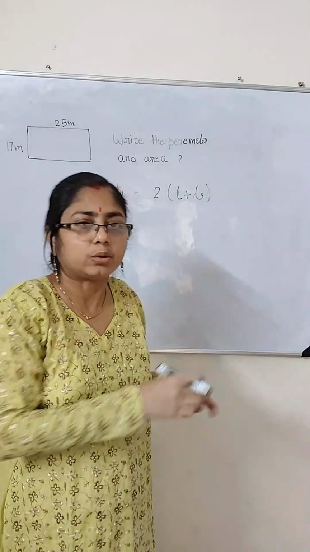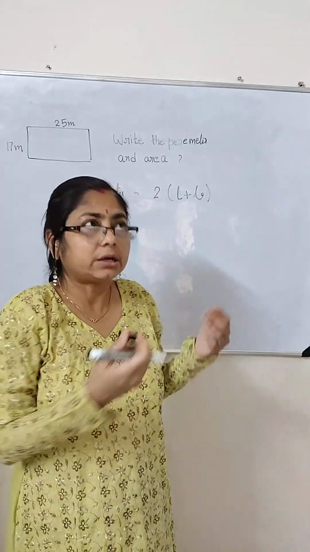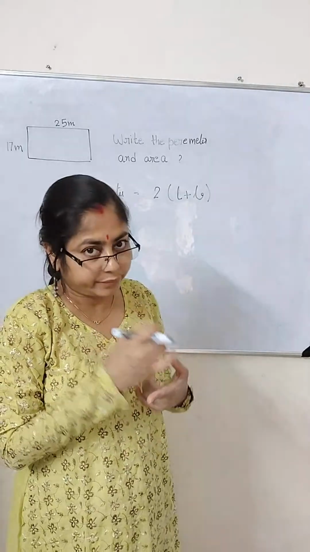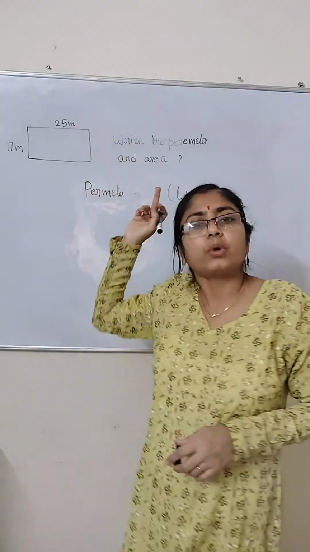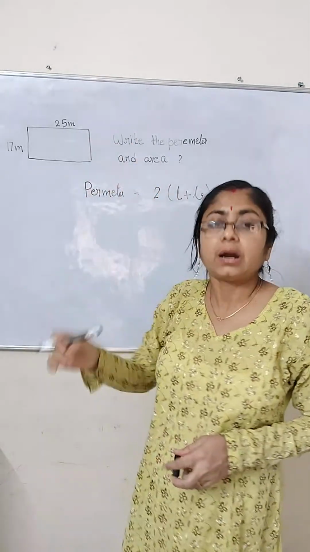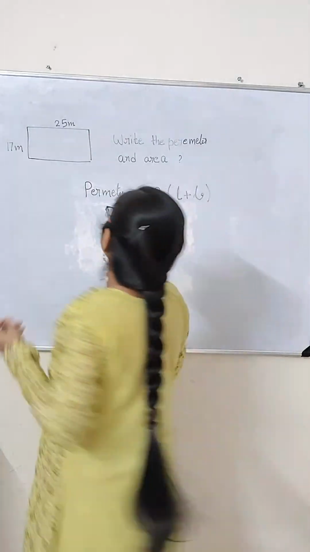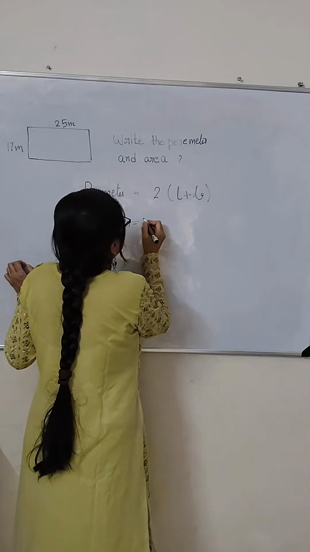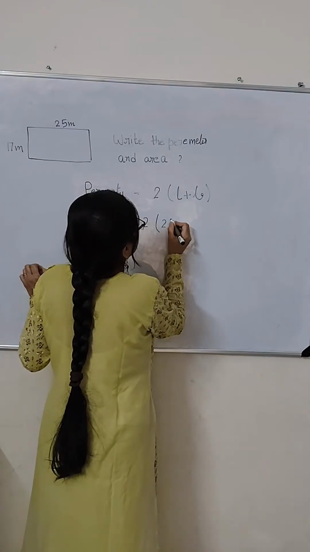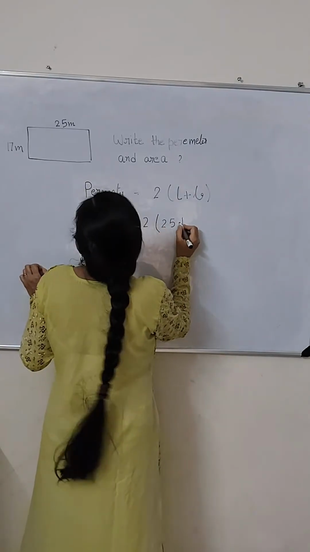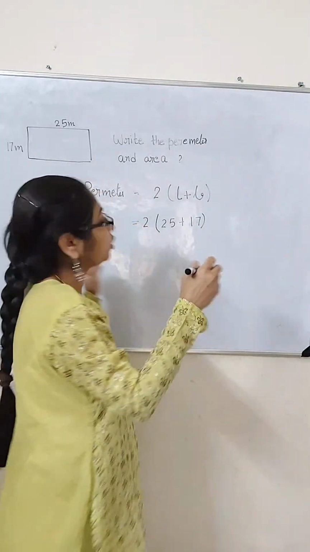Now you put the values. These values are variable, because in a different shape, in a different triangle, the values must change. So you focus on what the values are. It is 25 meters and 17 meters. Now put the values in that formula and find out. All the students please do it alone. And after the bracket, please write the unit also.